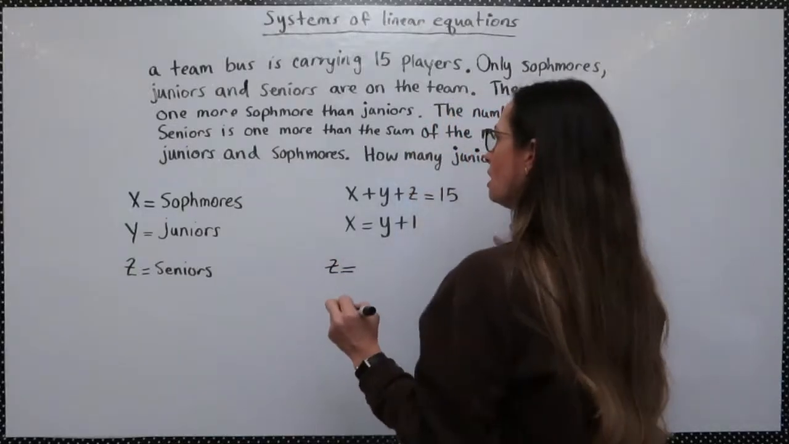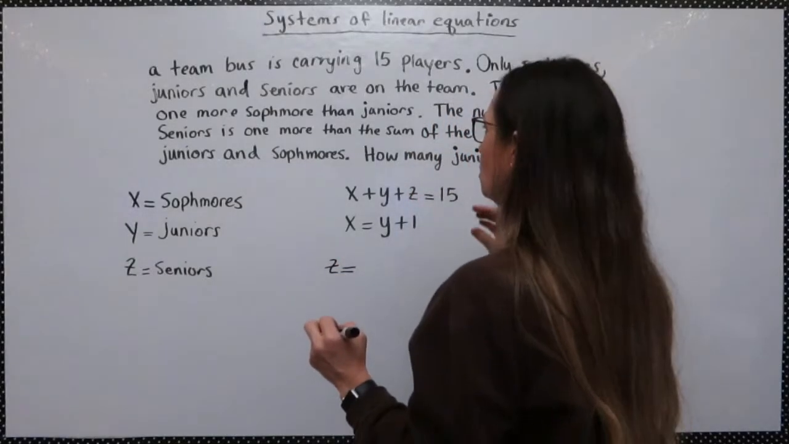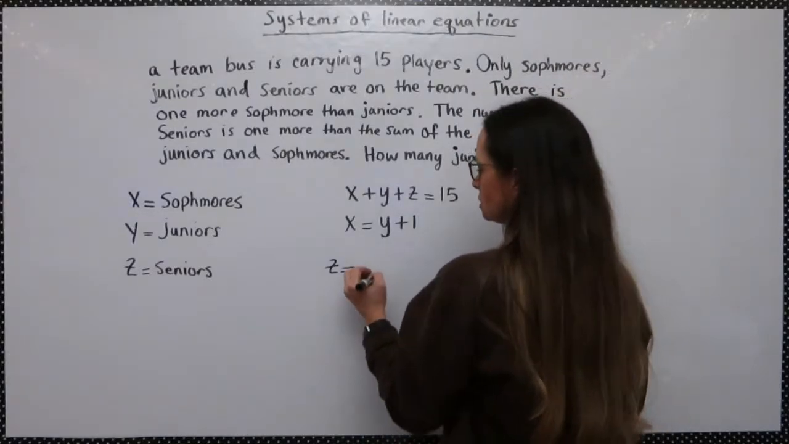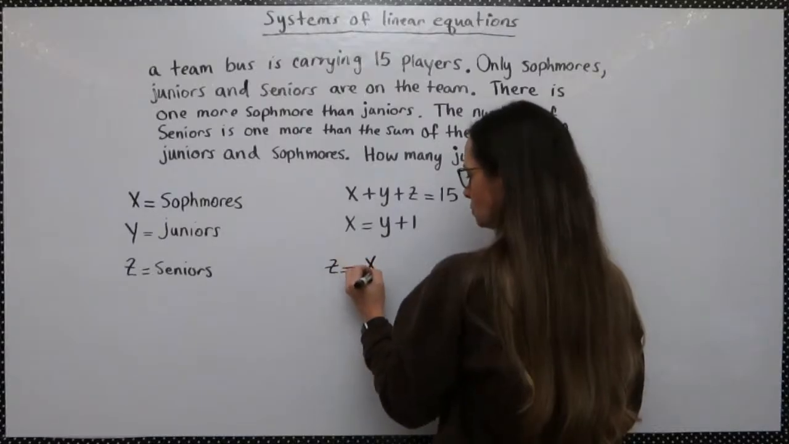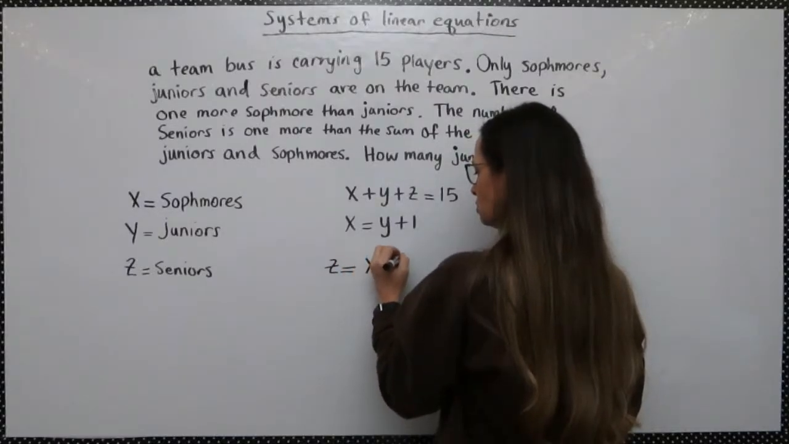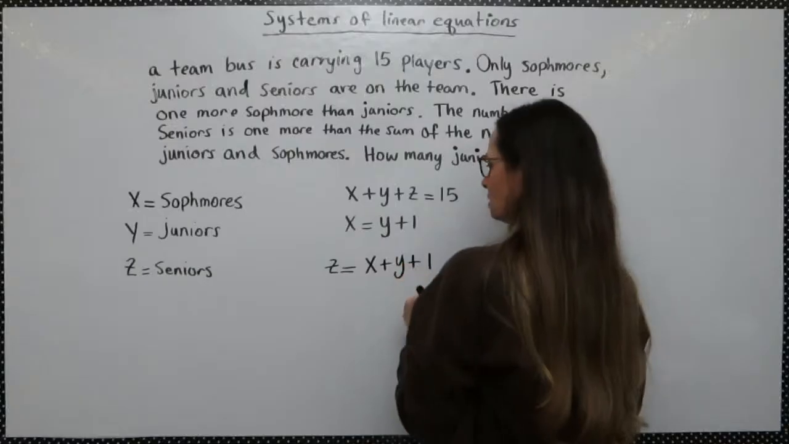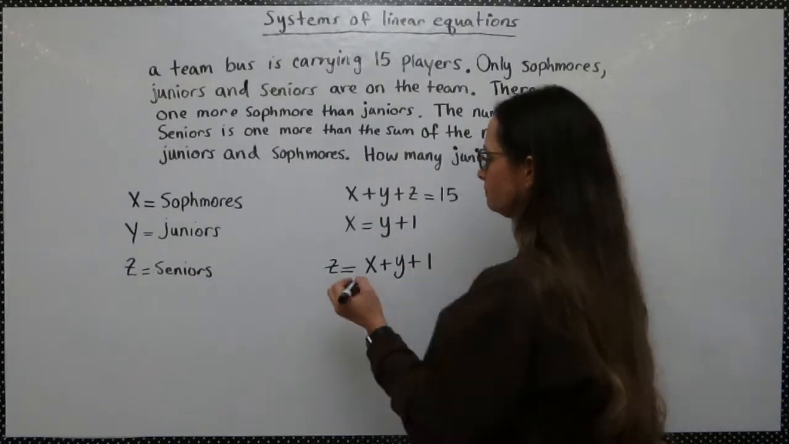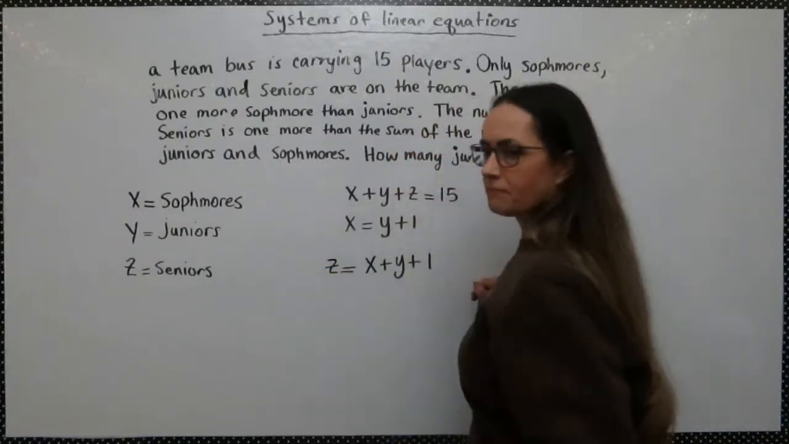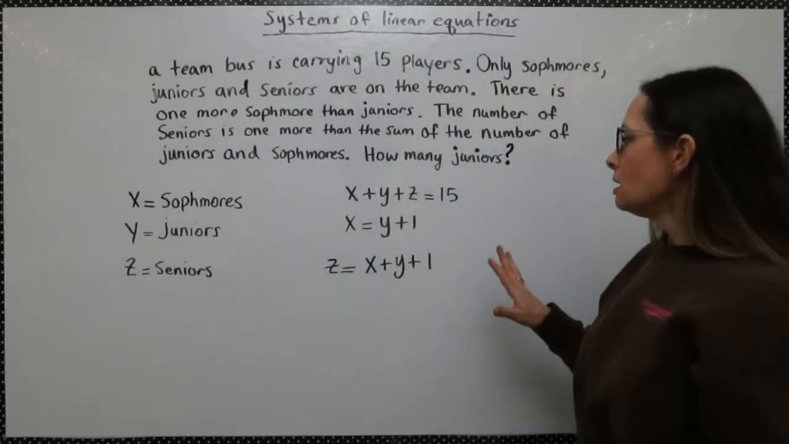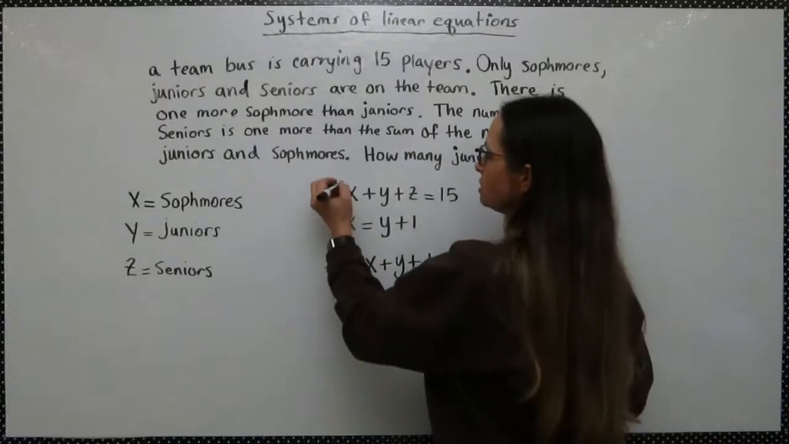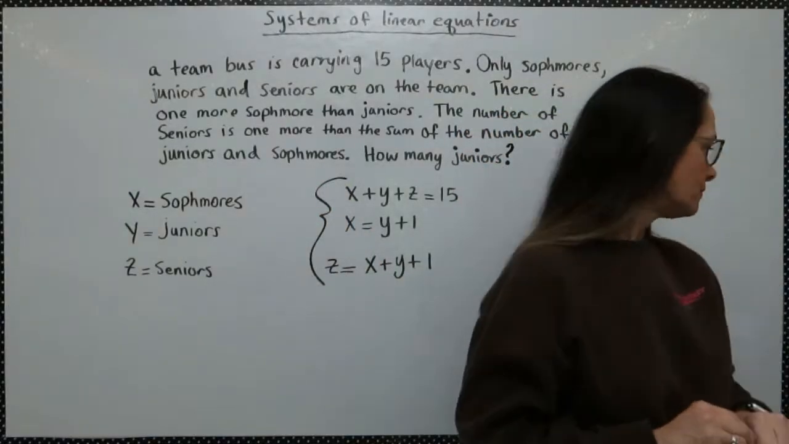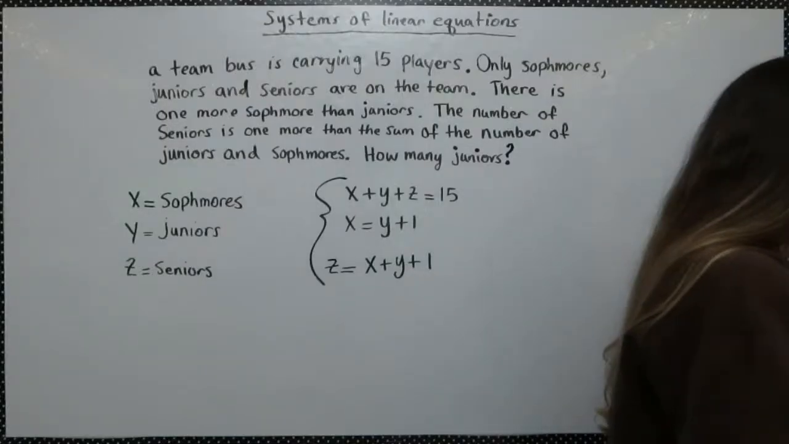And the number of seniors is 1 more than the sum of the number of juniors and sophomores. So I have the number of sophomores plus the number of juniors plus 1, and that should equal my number of seniors. Okay. And so, since I have all 3 equations now, I just have to figure out a way to solve them. And so that's what we're going to do.